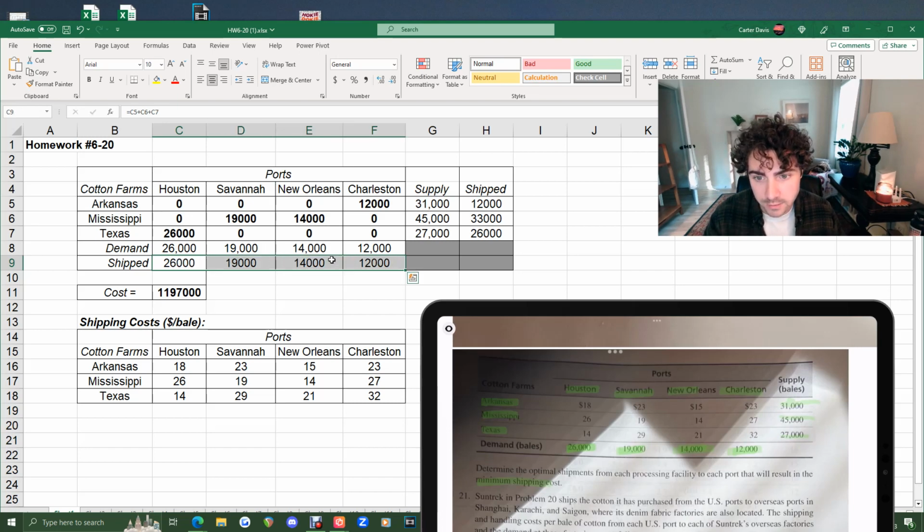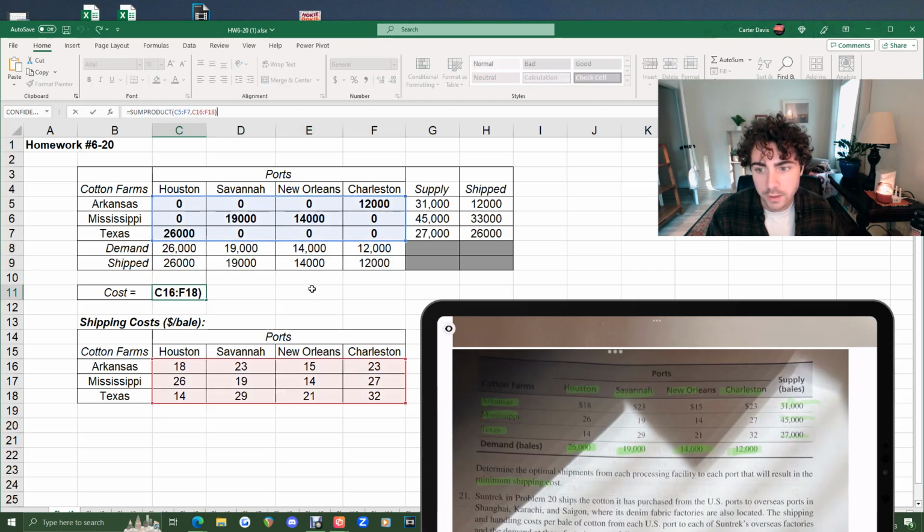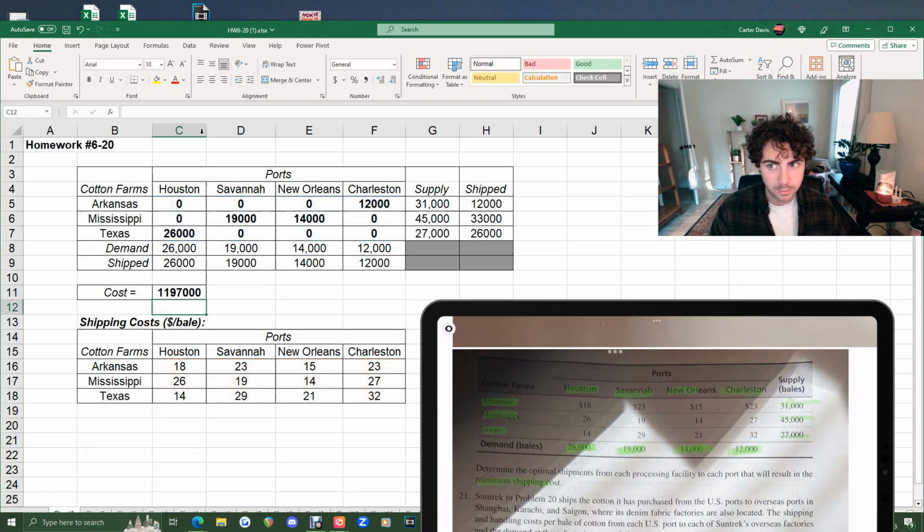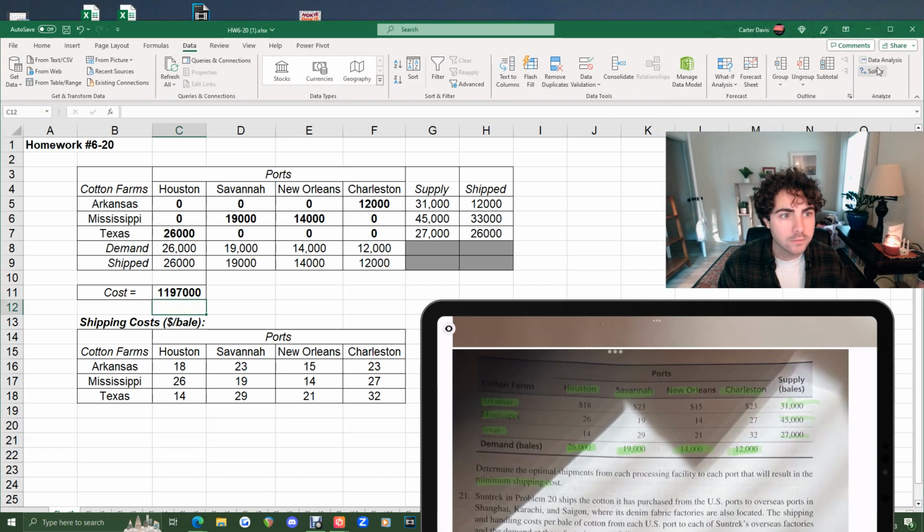So all of these cells, which similarly are just the sums of the columns, right? These cells must be equal to these cells. Now the cost, hopefully it's clear, since all of these are the individual costs from each farm to each port, you do the sum product of all of these with all of these, because this is the amount of bales from each farm to each port, okay? That's pretty much it. So with the data, we go to the solver.